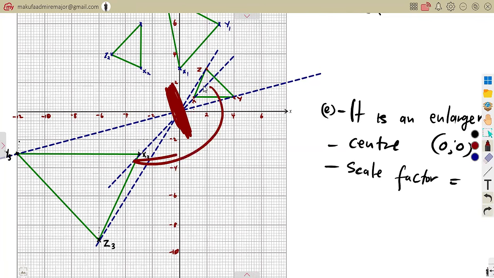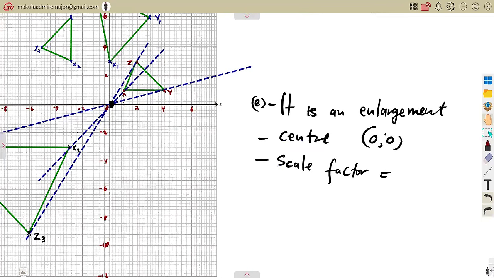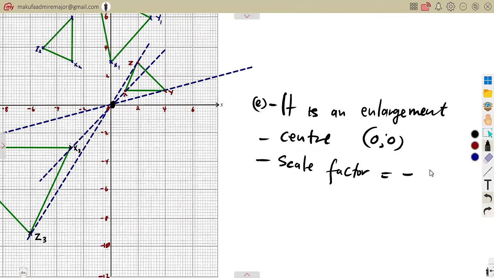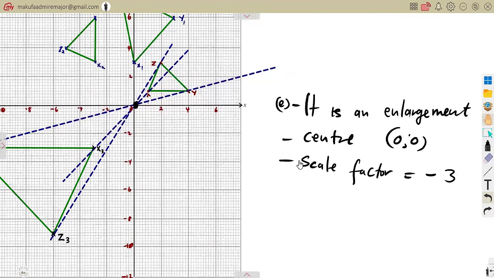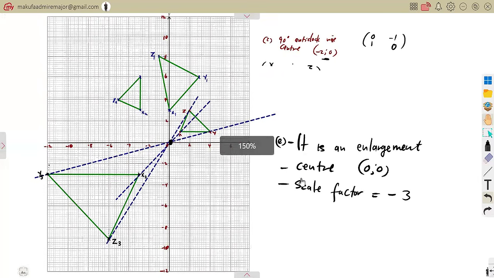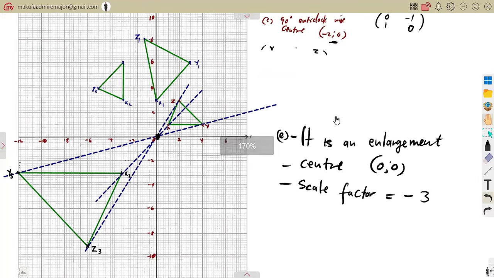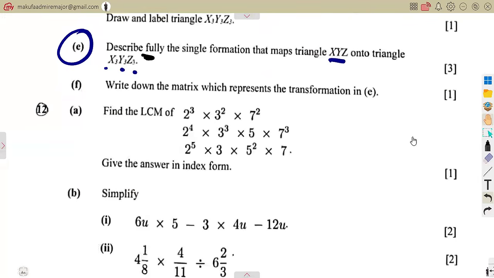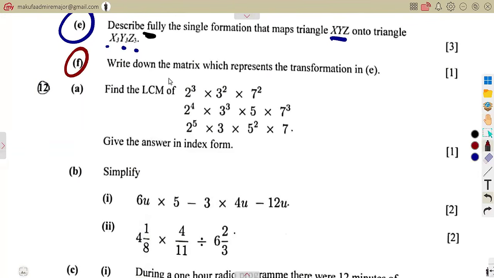The center and the object and the image, they are separated by the center, the object that side, the image that side. On that condition, the scale factor will be a negative. So meaning to say, from the 3 that you are getting, you just write it as a -3 from that part that we are seeing. So that was going to be our scale factor for this enlargement that we are given. And from there, we need to write down the matrix which represents the transformation in E.